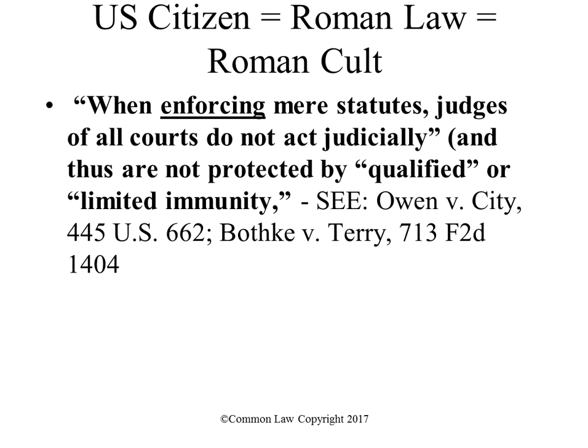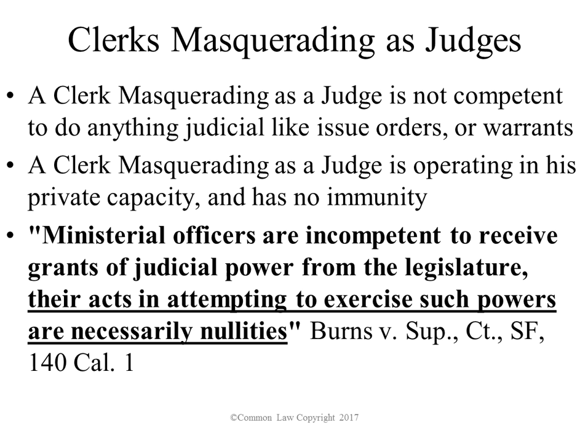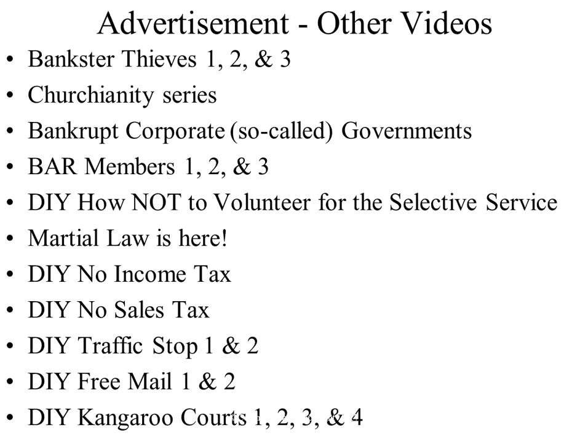It's no different than the neighbor coming over and sitting on some show trial. Immunity for judges does not extend to acts which are clearly outside their jurisdiction. A clerk masquerading as judge is not competent to do anything judicial like issue orders or warrants. A clerk masquerading as a judge is operating in his private capacity and has no immunity. Ministerial officers are incompetent to receive grants of judicial power from the legislature. Their acts in attempting to exercise such powers are necessarily nullities. It's a fraud.